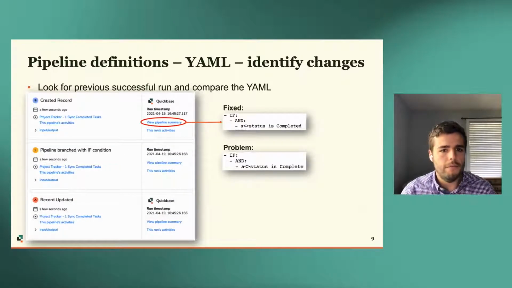In this case, we can use these definitions. If we click on view pipeline summary on a run that succeeded in the past, I can see what the correct version of this pipeline was. Here, if you look closely, you can see the status is completed, so it ran successfully, whereas in that other run I showed you where it didn't run step B, the status was set to complete. That caused it to not actually run step B.